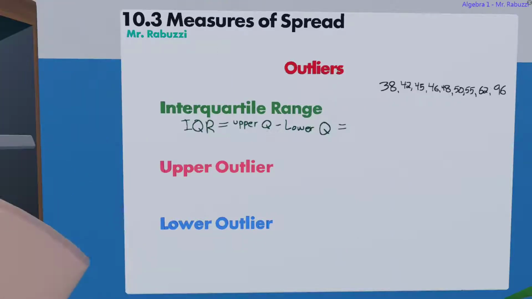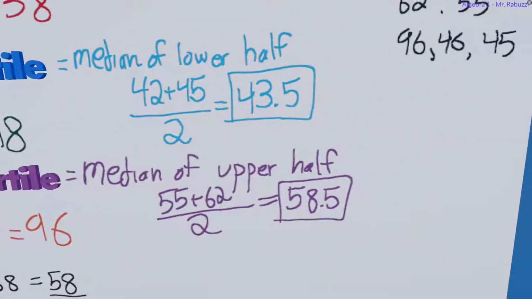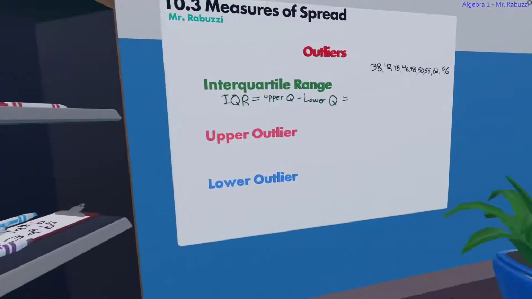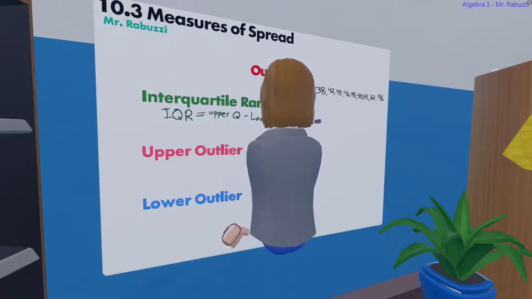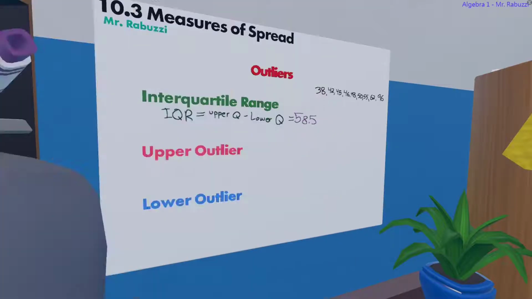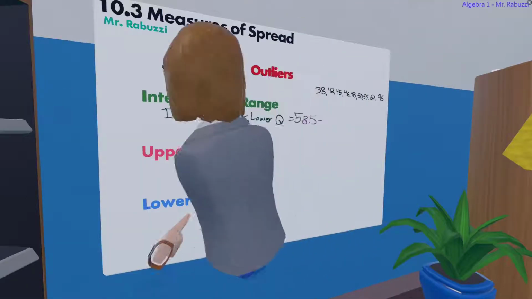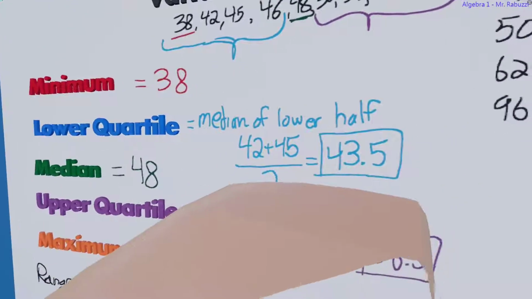So we're using the same numbers, right? I have them in order here from the last board. Let's remind ourselves, what was our upper quartile and lower quartile? So our upper quartile is 58.5. Okay, let's put that over here in purple. 58.5. And we're going to subtract the lower quartile. So minus, and what was the lower quartile? 43.5.